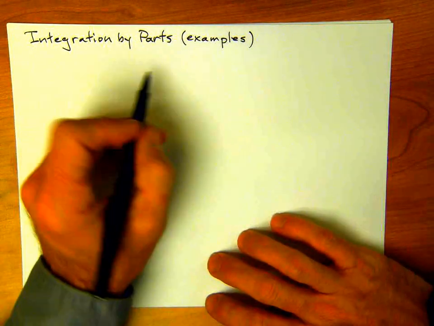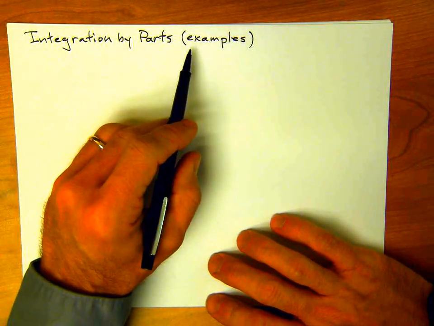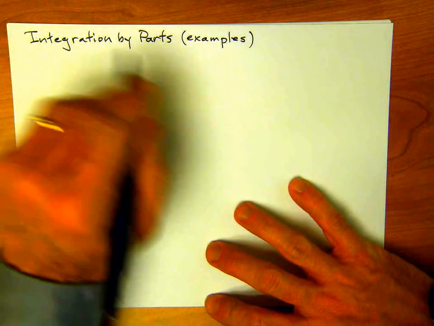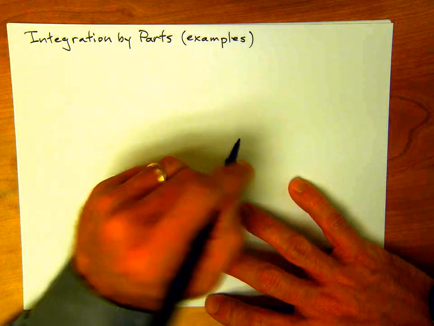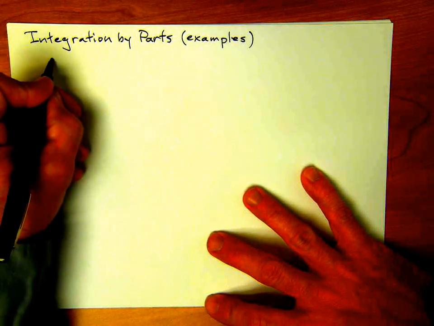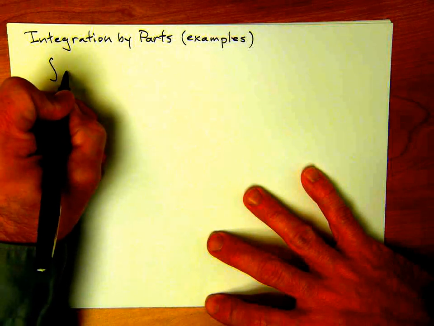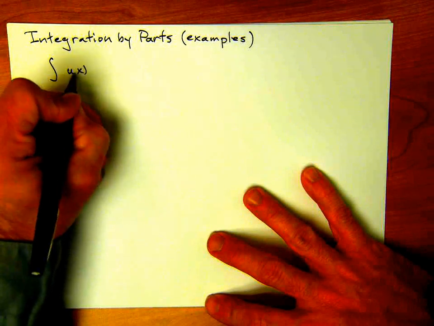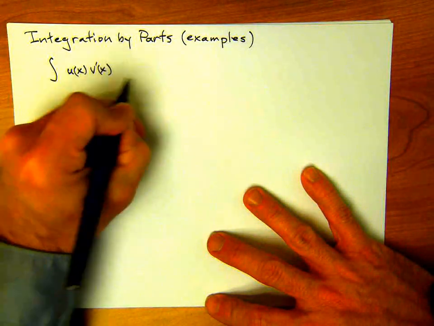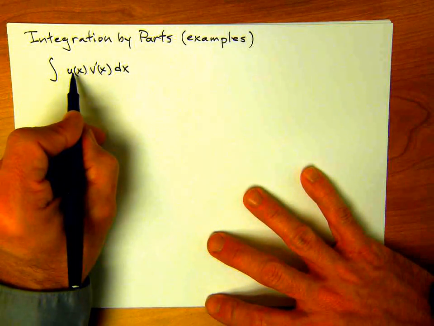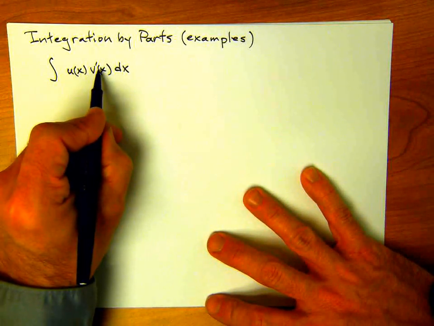Alright, in this video, I'm going to do a few more examples of how to use integration by parts to find integrals. In the last video, I just gave an introduction to the idea, and for the sake of review, let's remember what integration by parts is. If I have an integral of something that looks like u times v prime, so you basically have two functions that are multiplied, one of them we're going to consider u, and the other one we're going to consider v prime.